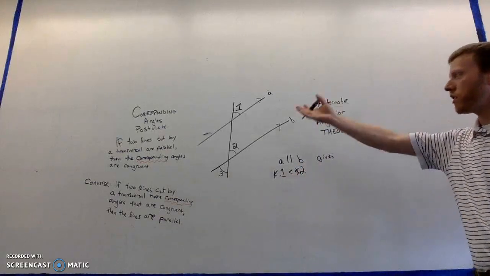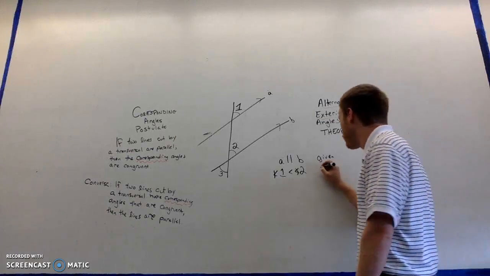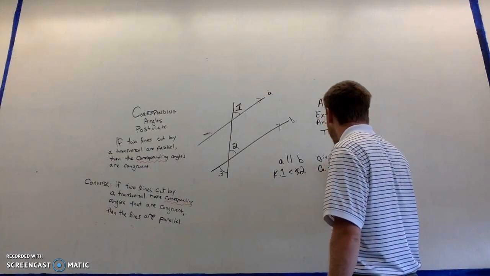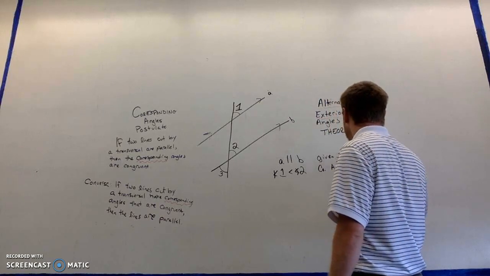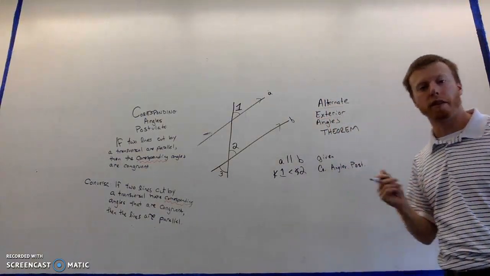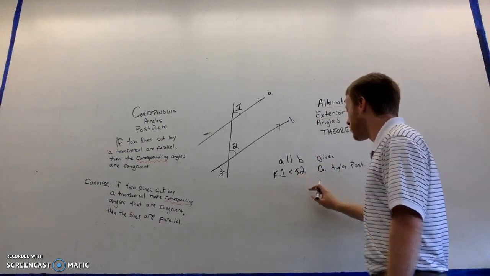How do we know that? Well, the corresponding angles postulate just says that. We assume that to be true without any proof. Okay, so corresponding angles postulate, sometimes referred to as the fifth postulate. So we have angle 1 is congruent to angle 2.